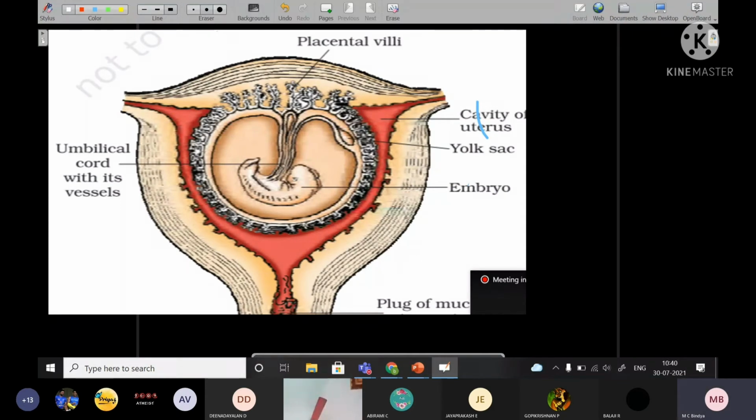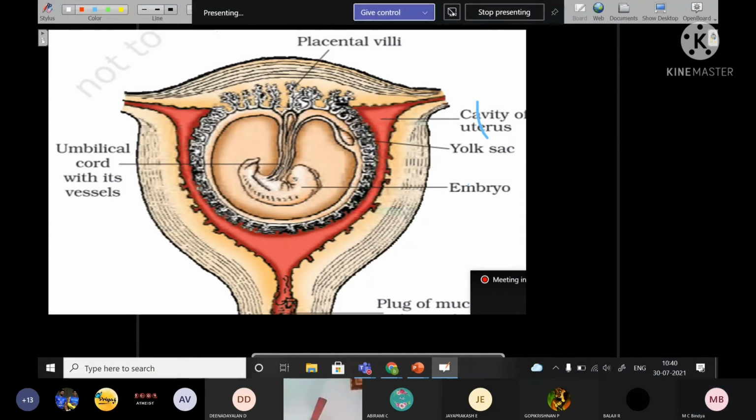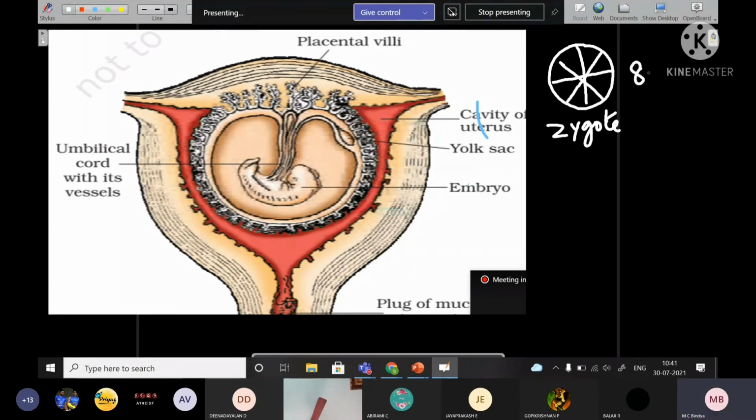As you see in the picture, in this figure, you can see placental villi. So you know that zygote is there. Zygote is first single celled. Then the single cell zygote will undergo cleavage to form 2 cells, 4 cells, 8 cells, 16 cells like that. So what is that 8 to 16 celled condition of the zygote called? What is that term used? Morula. Yes. Very good.